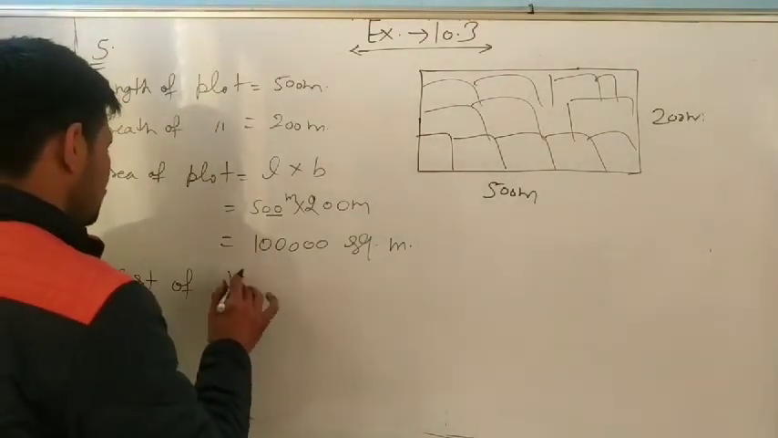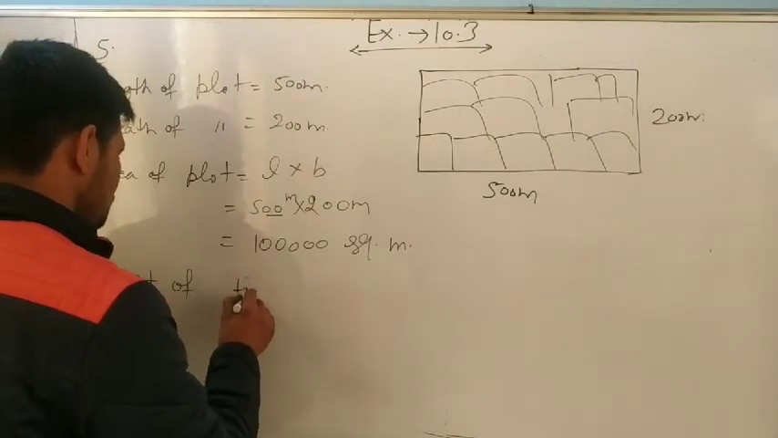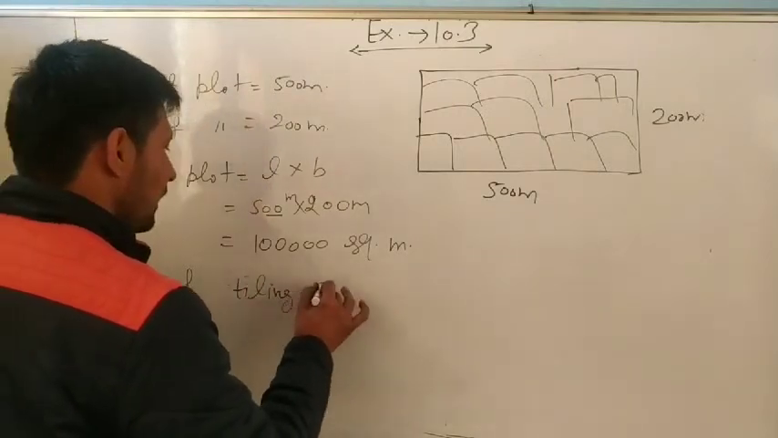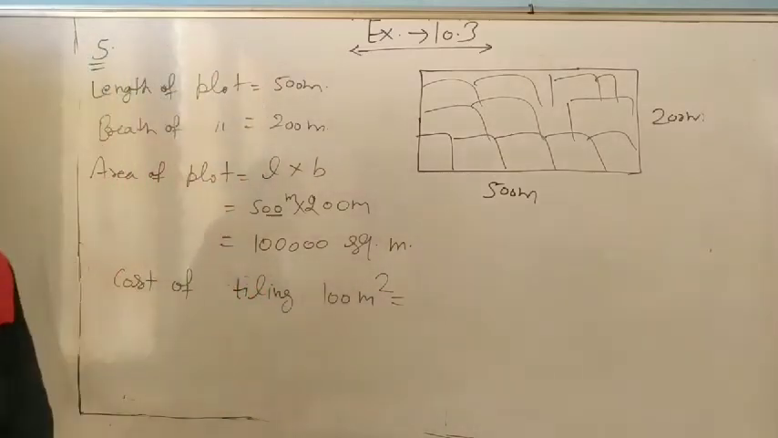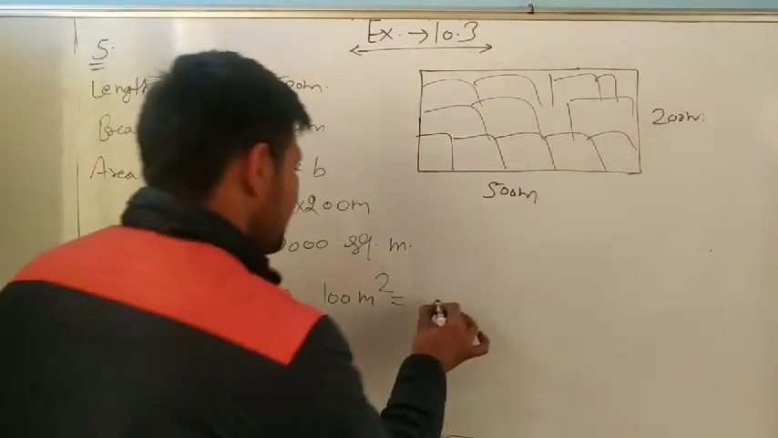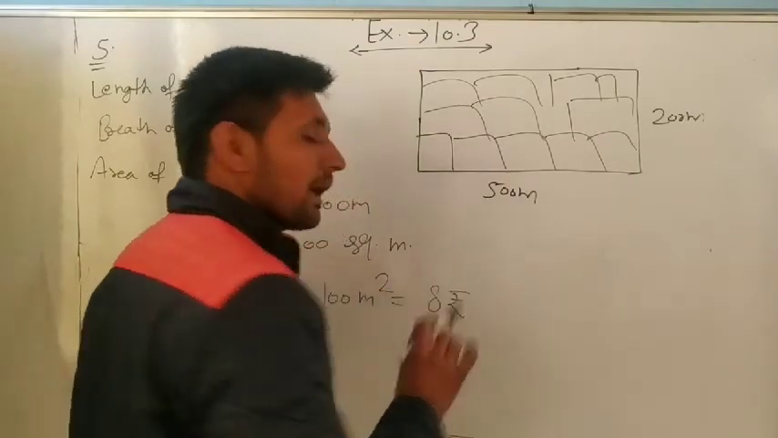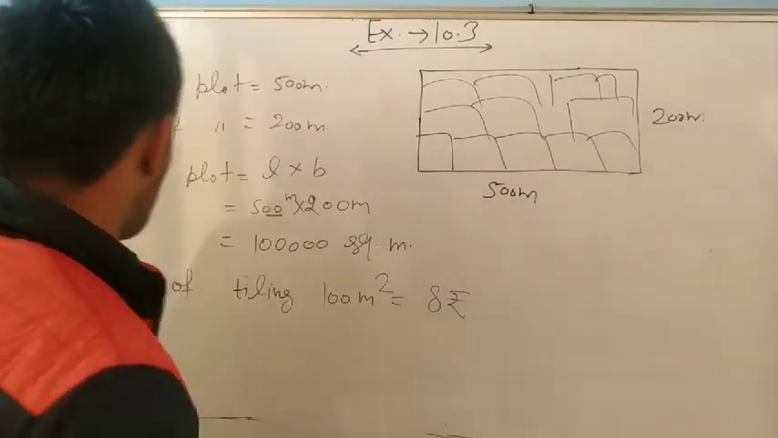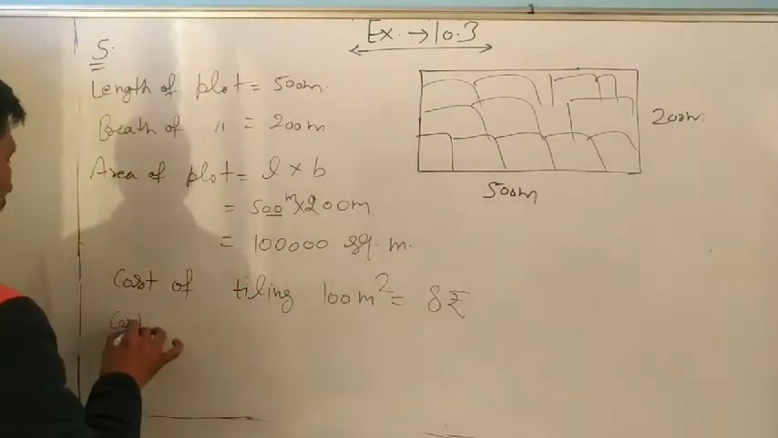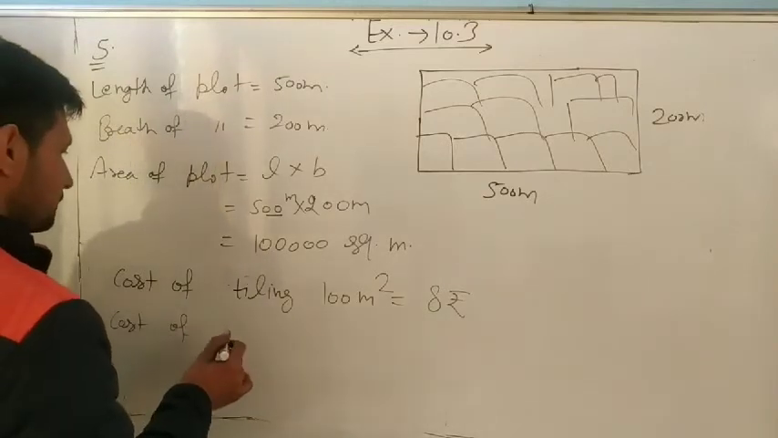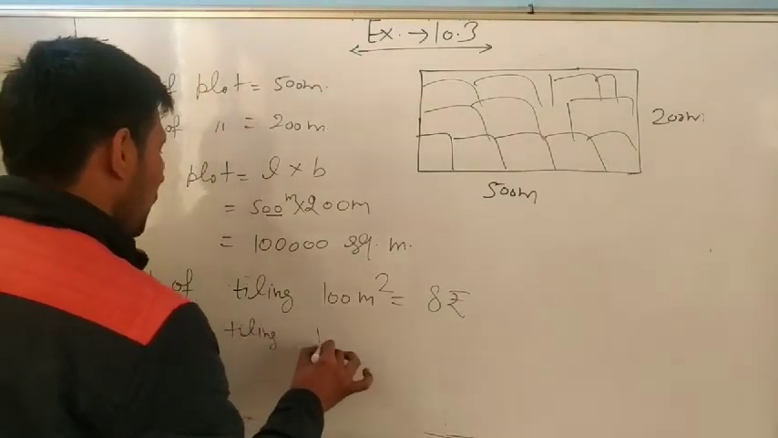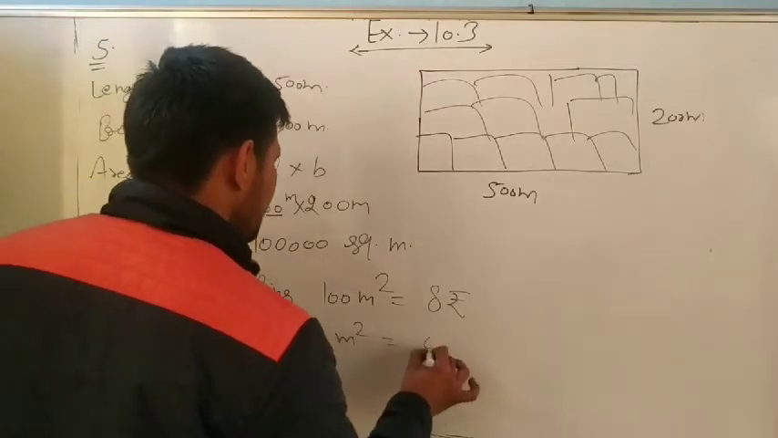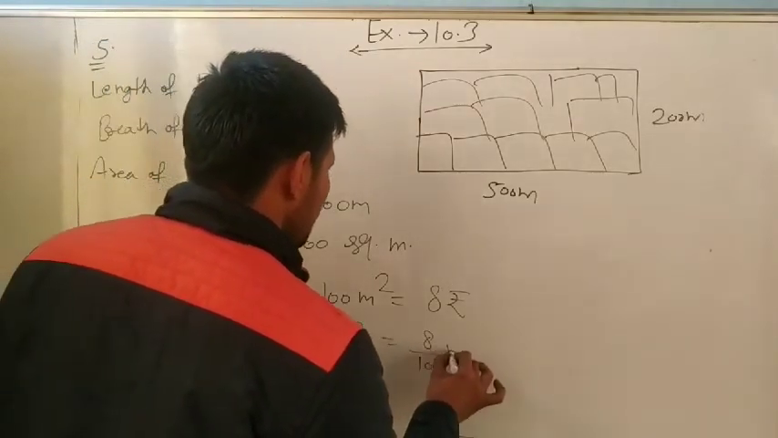So cost of tiling 100 meter square. Per 100 meter square, how much is it? 8 rupees. Understand or not? So first write same as it is. Cost of tiling 1 meter square, 8 by 100 meter square.